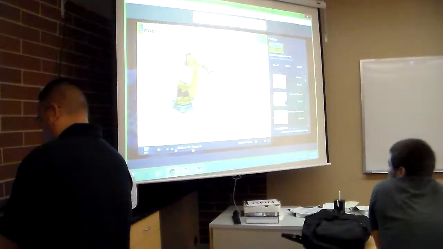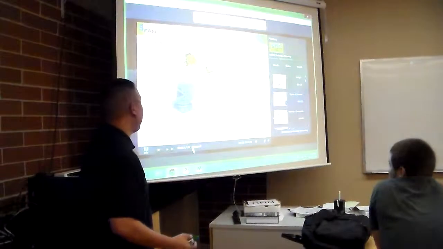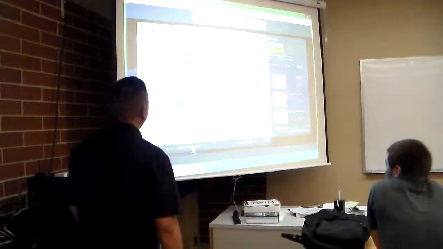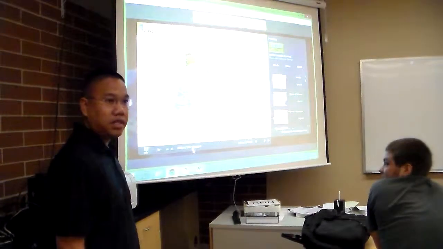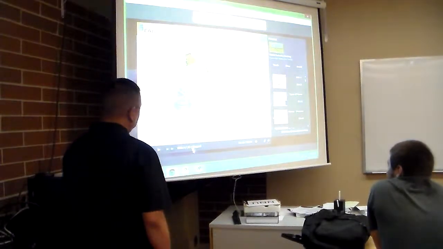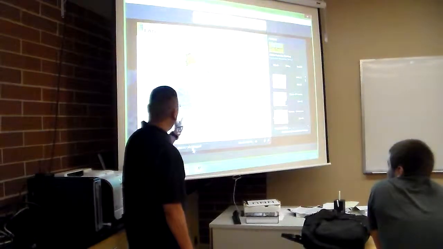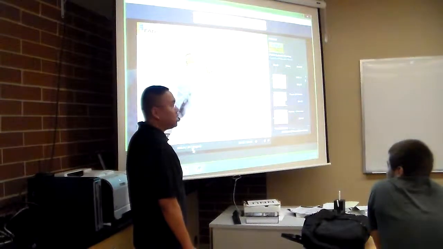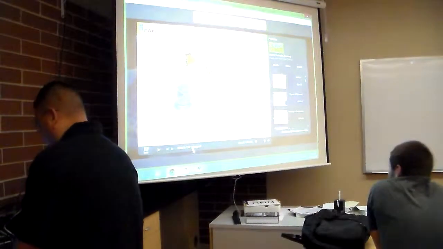So what's a frame? A frame is a reference. It's planes which are intersecting at right angles. So here we have the intersection of the X, Y, and Z planes. Okay. So the X direction is the forward and backward direction. The Y axis represents the side-to-side movement, and the Z axis represents the up and down motion of the robot.